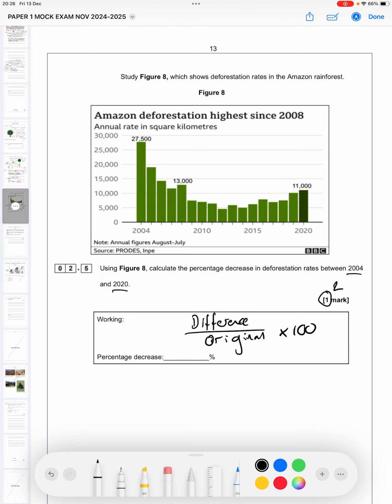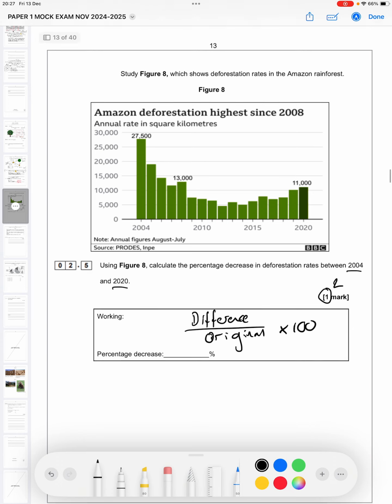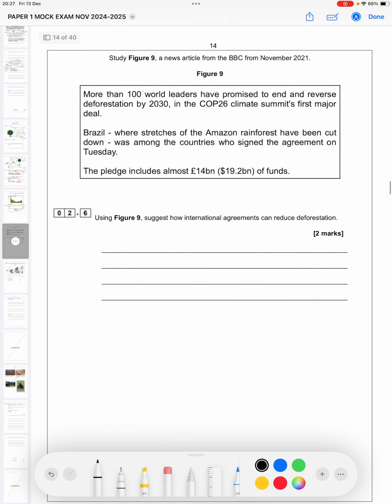Difference, diff-di-O. That's what I say, diff-di-O. Difference, divide, original. That's how they remember it, diff-di-O. Okay, so diff-di-O. Difference, divide, original. Hey, look, if it works, it works.